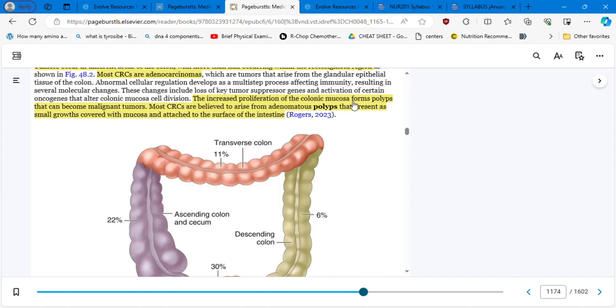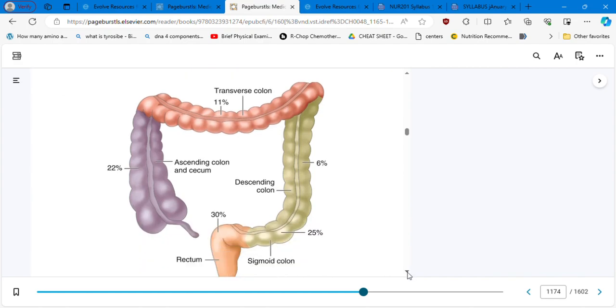Obesity is a chronic inflammation. Okay, so if you are obese, then the chronic inflammation, chronic mucus formation is going to develop polyps. Most CRC are believed to arise from adenomatous polyps that present as a small growth covered with mucosa and attached to the surface of the intestine. It couldn't be better explained.